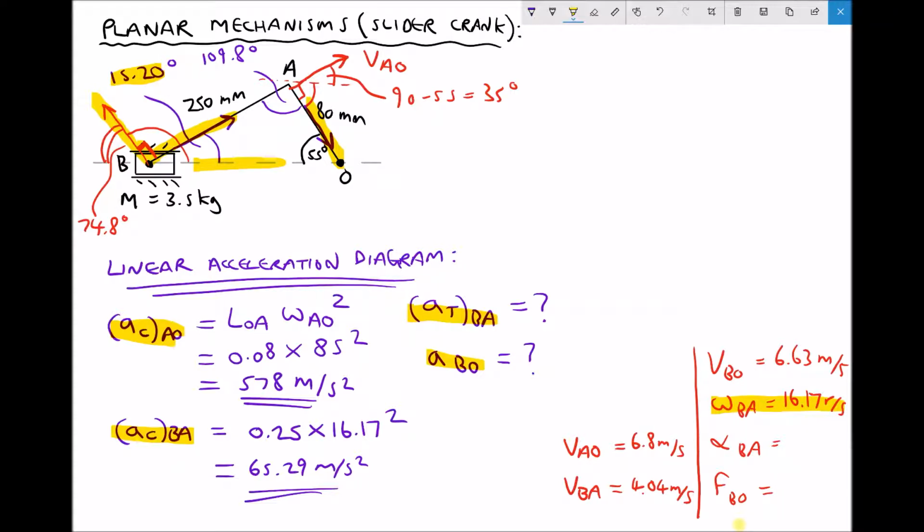So what we're going to do is piece together all of these bits of information, and by doing so we can produce a sketch of the acceleration diagram. Now where I'm going to start with this is by sketching the centripetal acceleration of A relative to O, because I know it has a magnitude of 578 at an angle of 55 degrees.